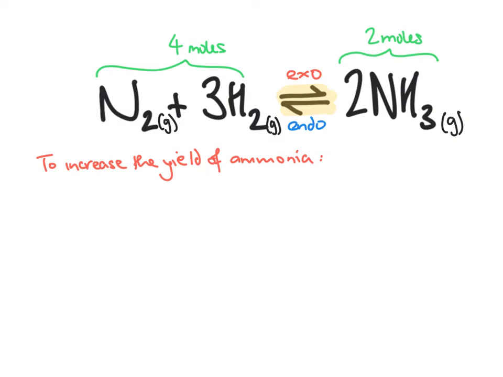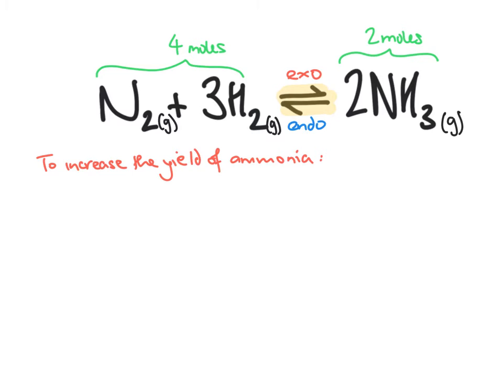So let's consider pressure first. We've got 4 moles on the left, 2 moles on the right. We want to shift it to the right. So we want to shift the position of equilibrium to the side with the fewest moles. The way that we get the system to do that is if we increase the pressure.